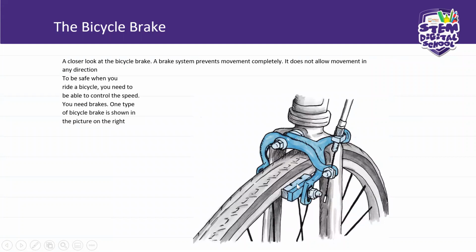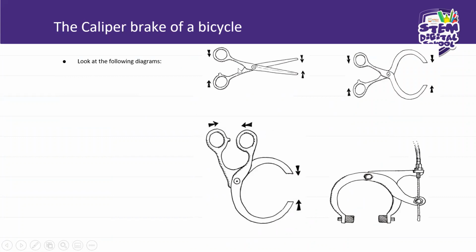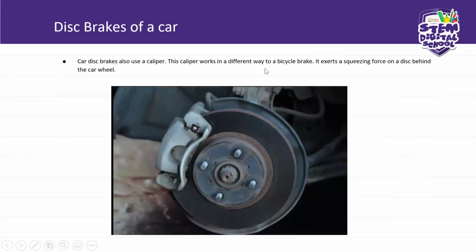But here, this caliper works in a different way to a bicycle brake. It exerts a squeezing force on a disc behind the car wheel. So that is how these brakes are a control mechanism in a car.